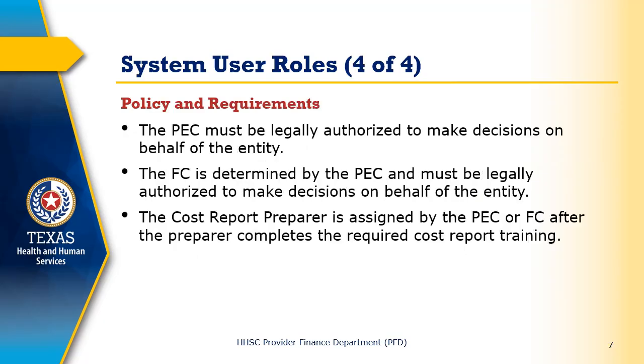System user roles 4 of 4. Policy and requirements. The primary entity contact must have legal authority to make decisions on behalf of the entity. Both the primary entity contact and financial contact must be authorized decision makers for the entity. The assigned cost report preparer is selected by either the primary entity contact or the financial contact and must complete the required cost report training.